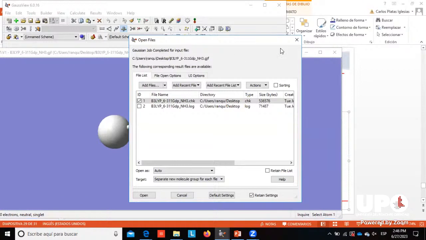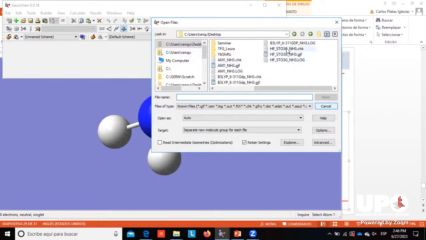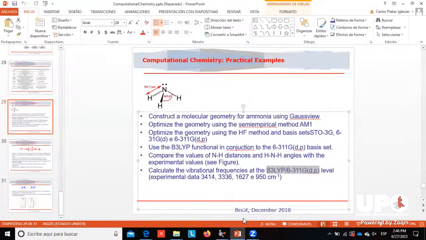So I should close, open the log file. And here we go. So what is the distance now? It's 1.015. I think this is very close to the experiment, right? How much was in the experiment? So it was 1.017. Yeah, that's very, very good, right?